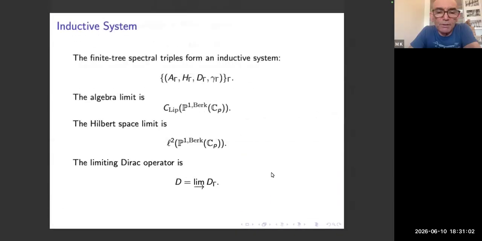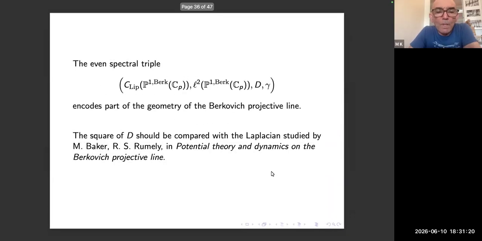the Dirac operator is quite interesting. So this is just a recall of what I said. There's not much more to discuss here. It's just a notation that I established. As I said, one should really compare the square of D with the Laplacian studied by Baker and Rumely in their book.